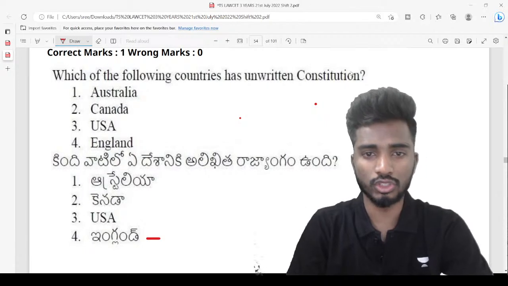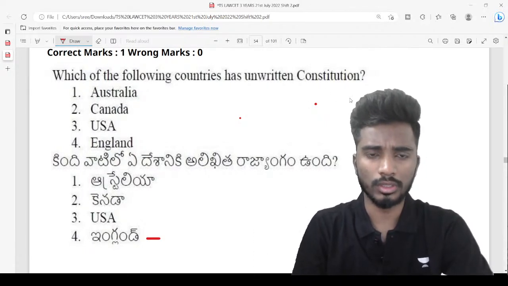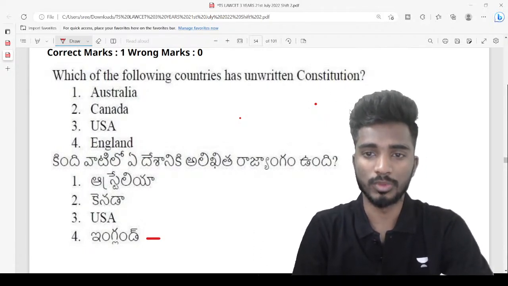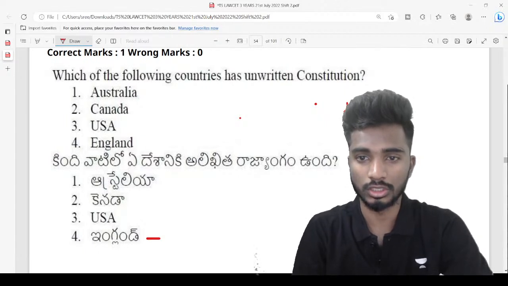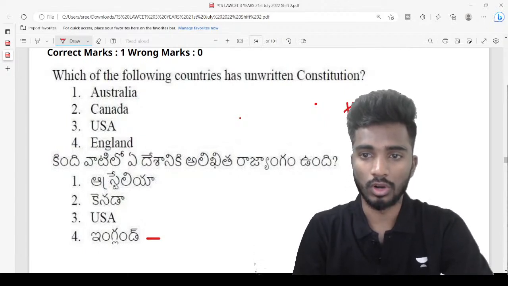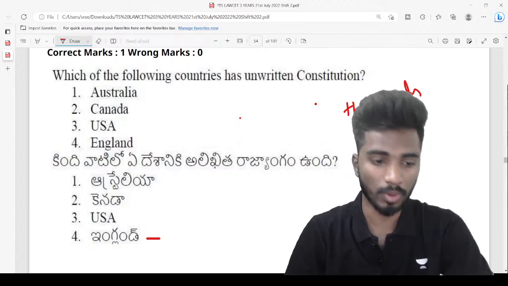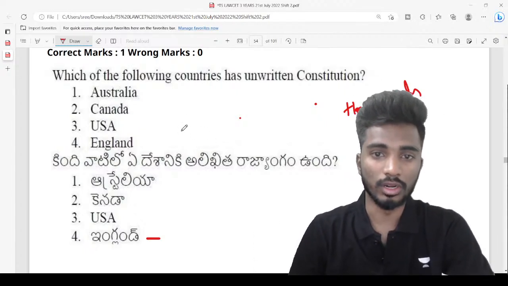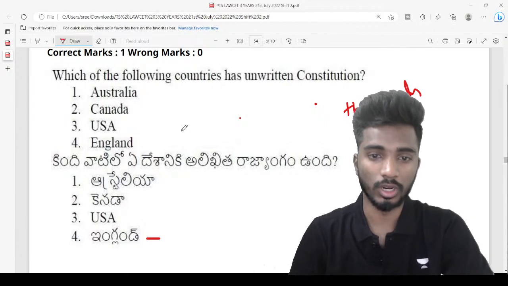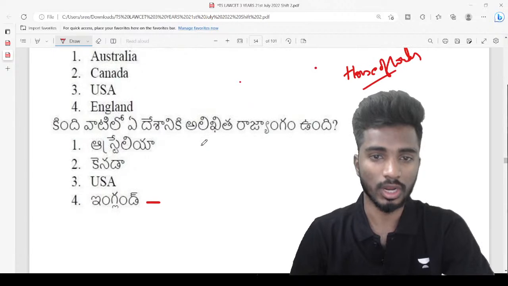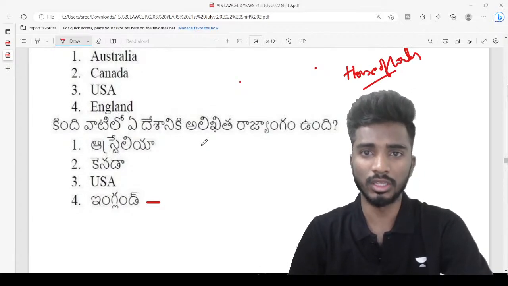Rather, it is based on the judgments or the orders which are given by the House of Lords. House of Lords, which is the upper house of the British Parliament, right? So whatever are the orders given in the House of Lords, that is followed as a constitution and based on the previous precedents given by the courts of England.